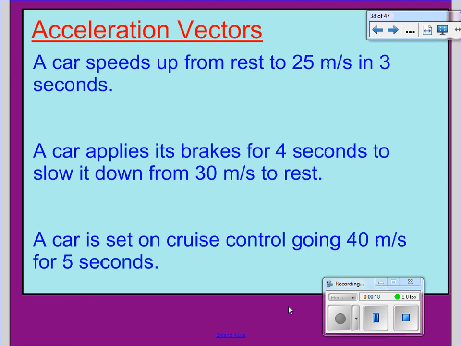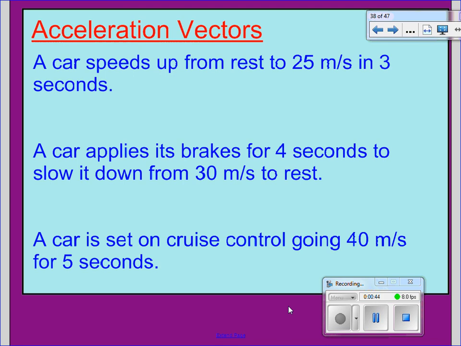A car speeds up from rest to 25 meters per second in 3 seconds. A car applies its brakes for 4 seconds to slow it down from 30 meters per second to rest. And then finally, a car is set on cruise control going 40 meters per second for 5 seconds. What I'd like to do is draw motion maps with velocity vectors and acceleration vectors to demonstrate what's going on in each situation.